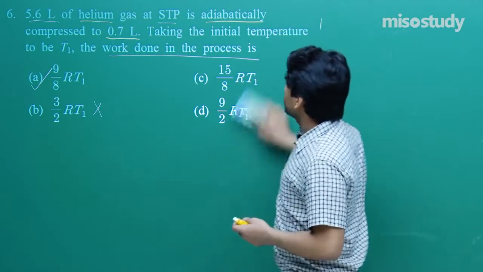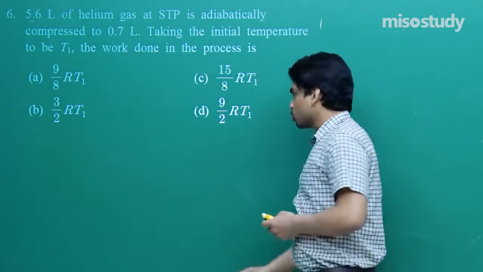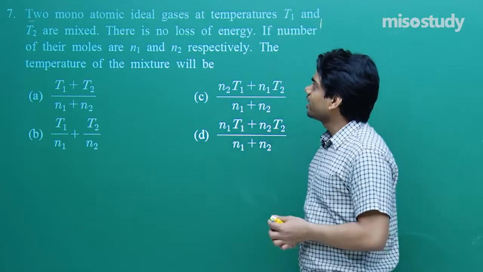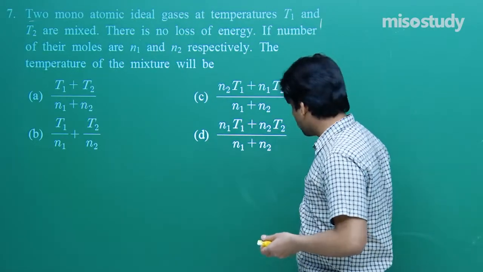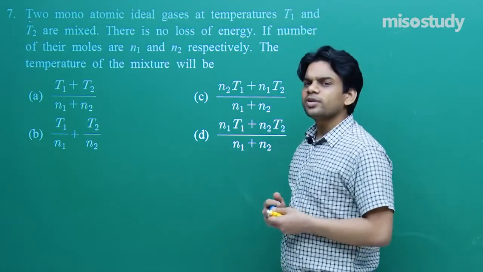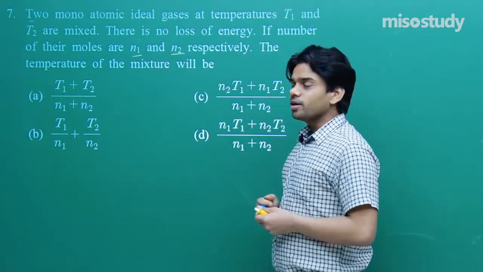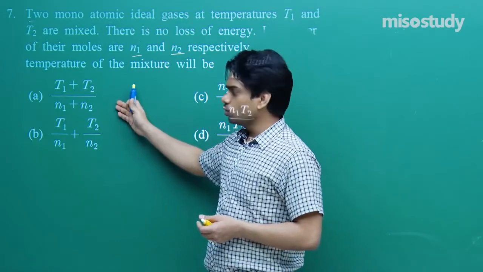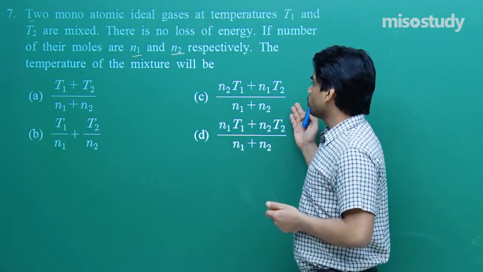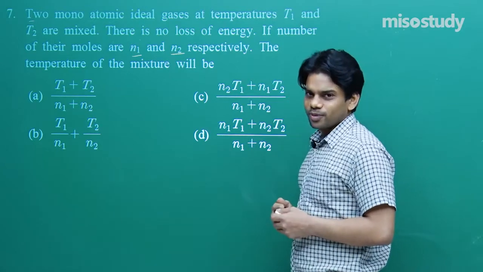And let us proceed with the next question of the class, the 7th question of the session. Two monoatomic ideal gases at temperatures T1 and T2 are mixed. There is no loss of energy. If the number of their moles are N1 and N2 respectively, the temperature of the mixture will be: A, T1 plus T2 divided by N1 plus N2; B, T1 by N1 plus T2 by N2; C, N2 T1 plus N1 T2 divided by N1 plus N2; and D, N1 T1 plus N2 T2 divided by N1 plus N2.